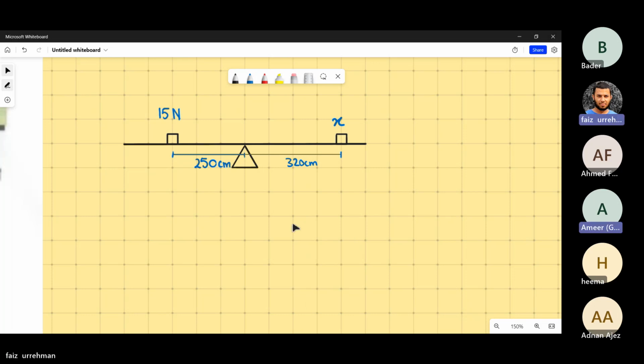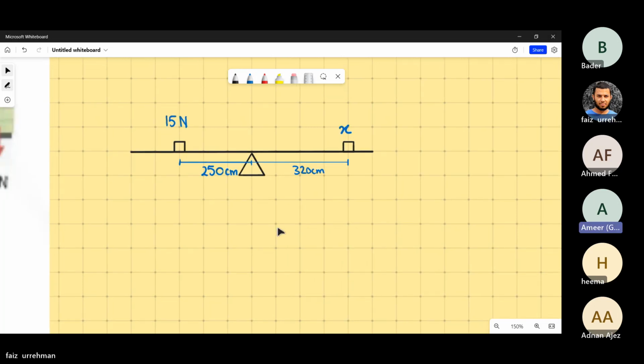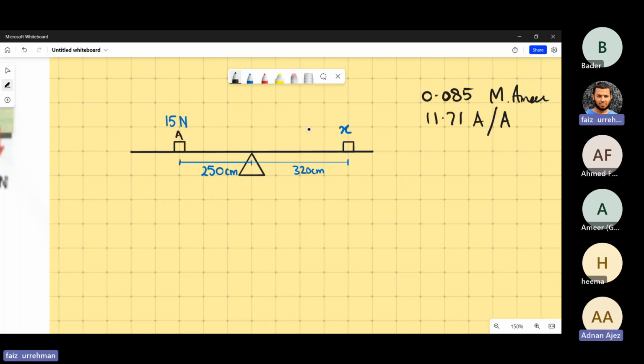Okay, what are your answers? For me, it's 0.0853. No, I don't think that. 11.718. I got it like this in the calculator, 15 divided by 250. Let's call this object A. Let's call this object B.